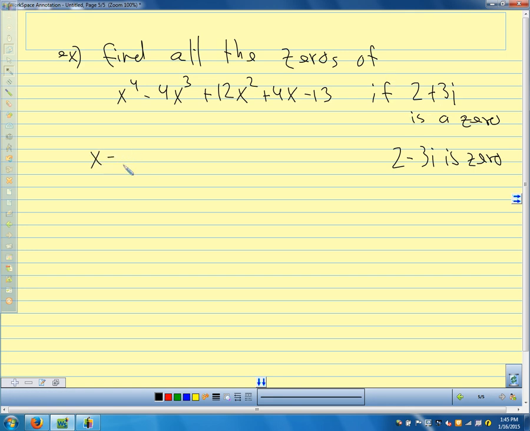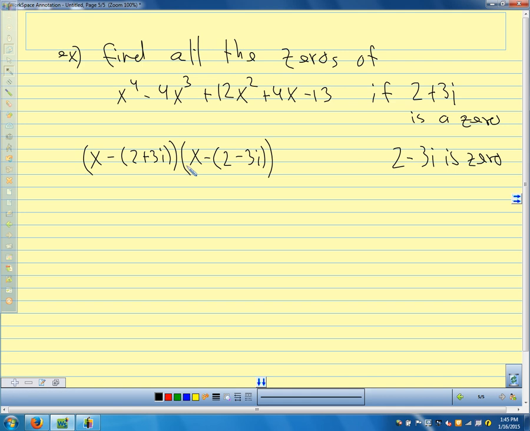And the way we figure out what to do long division by is we know that x minus 2 plus 3i is a factor. And we know that x minus 2 minus 3i is a factor. Those are two of the parentheses. Well, then doesn't that tell us that if we multiply these two together, that thing multiplied together also has to be a factor?